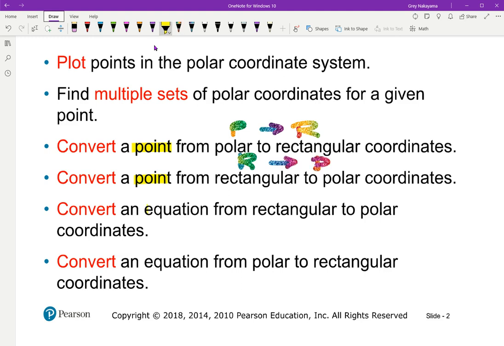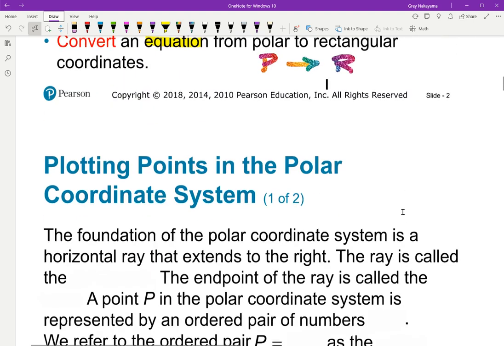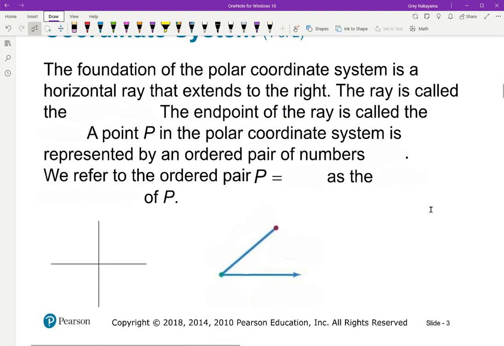And then after we do points, we're going to talk about converting equations. Again, we're going to go from rectangular to polar, and then from polar to rectangular. So I'm trying to point out that it's really all the same thing. You just have to know how to go back and forth and use certain equations. But before we start, let's talk about what a polar coordinate is, what that polar coordinate system is.